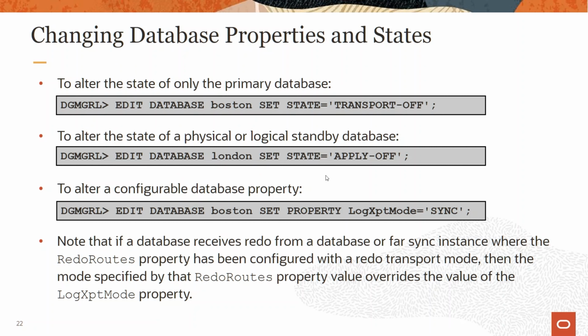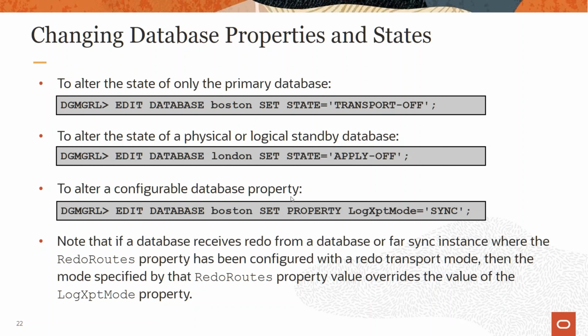If this were at the SQL prompt, then you would have to run two different SQL statements, right? Because if this is a physical standby database, then you have to run alter database recover managed standby database cancel. If it is a logical standby database, alter database stop logical standby apply. So you have to run two different commands. But with the Data Guard broker command line interface, you go with the same command.